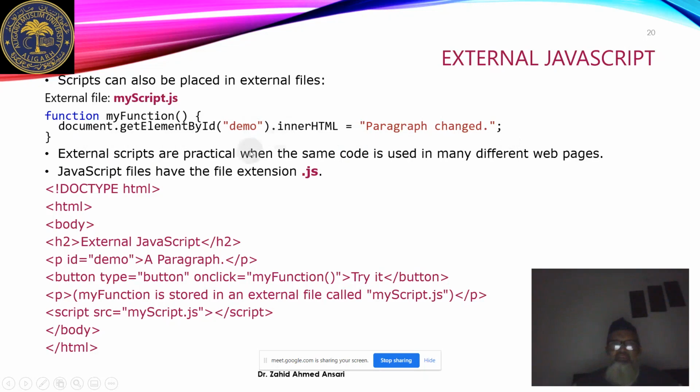External scripts are practical when the same code is used in many different web pages. So whatever code is there in the external script, if we want to use it in multiple HTML documents, then we can have the external JavaScript file. Let's say my function we want to use in different HTML documents. Then in that case we can have a separate JavaScript file. So in this case, we are having myscript.js as a separate file.